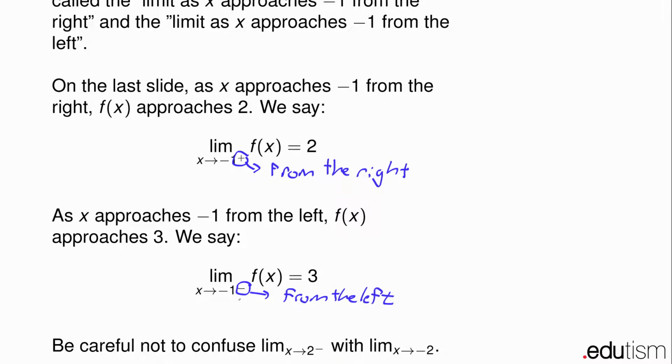Again, minus means smaller. If we're a little bit smaller than -1, we're a little bit to the left of -1. It's important not to confuse the limit as x goes to 2 from the left with the limit as x goes to -2. Again, a negative sign after something means you're approaching it from the left. A negative sign before something means that that number in question is actually negative.